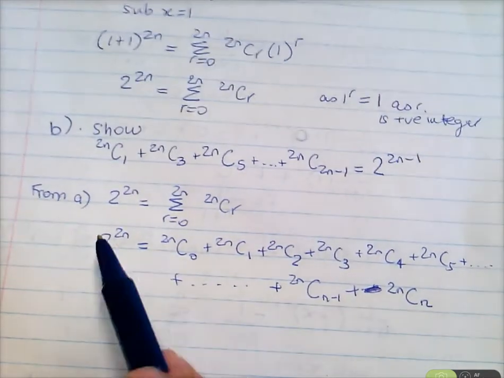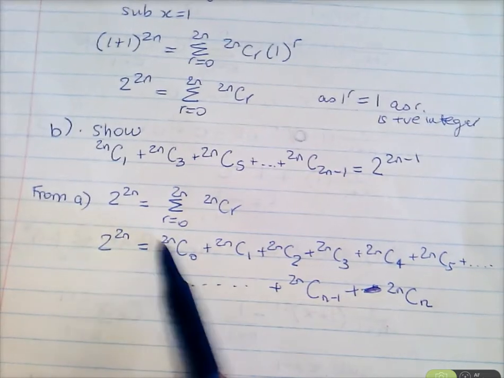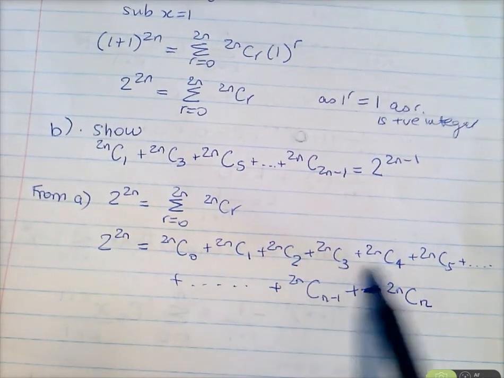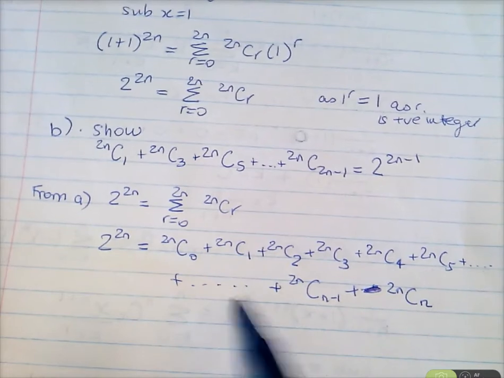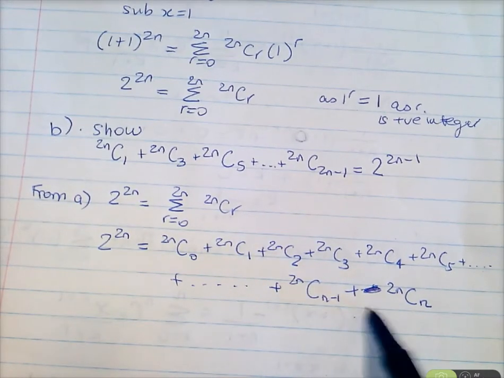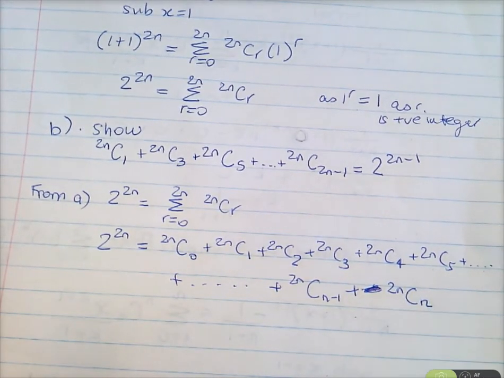So this is what I've got. 2^(2n), starting from r is 0, r is 1, 2, 3, 4, 5, plus many dots in between, 2nC(2n-1) plus 2nC(2n).